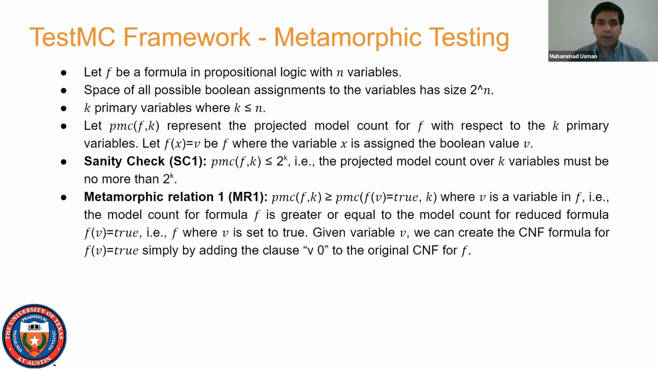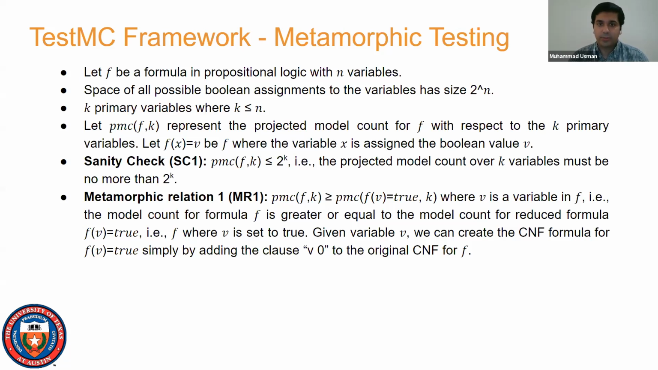Coming to the metamorphic testing, we consider F to be a formula in propositional logic with n variables. The possible number of assignments is 2 power n. K are the primary variables. PMC is basically the projected model count for F. The first sanity check we have is that the projected model count should always be less than or equal to 2 power k, because 2 power k is the maximum number of possible assignments, so the model count can never exceed that.